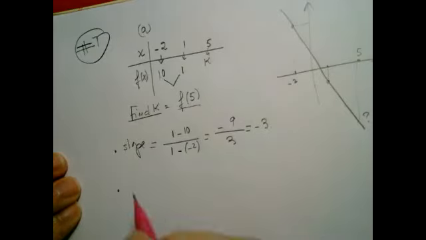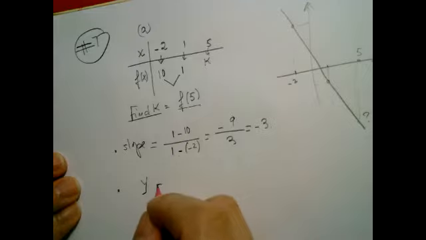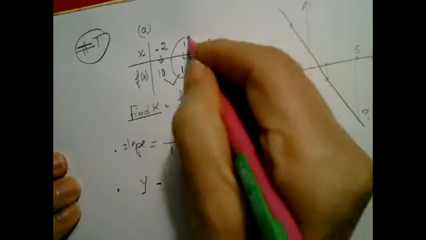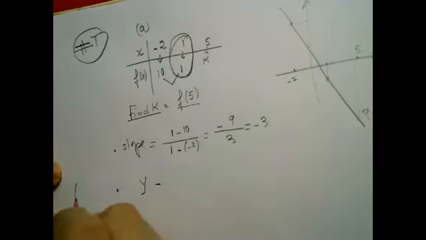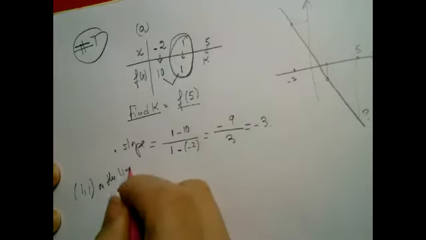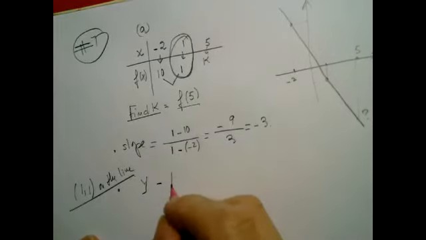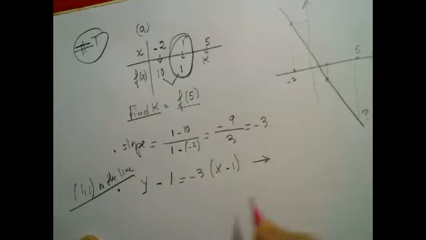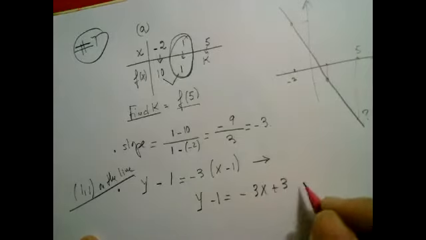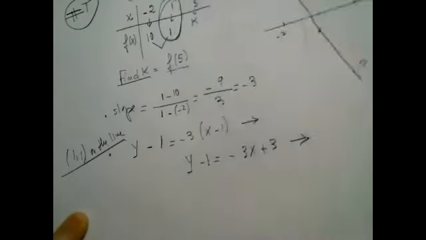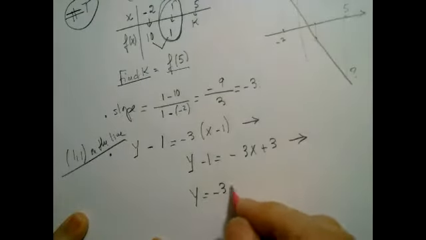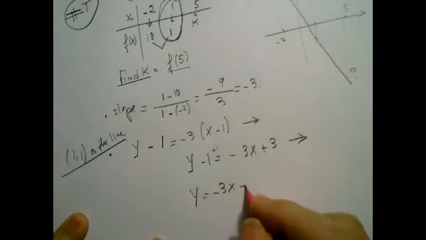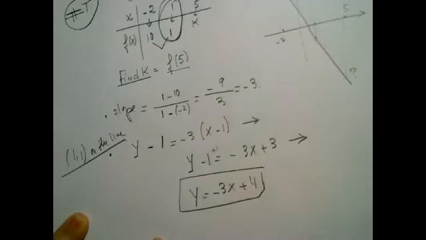Then we find the equation. You can use either form, so I will use the point-slope form. I will use this point, which is very easy to look at: the point (1, 1) on the line. So y minus 1 equals -3 times (x minus 1). That means y minus 1 is -3x plus 3. Now I solve for y: I add 1 to both sides, giving y equals -3x plus 4.